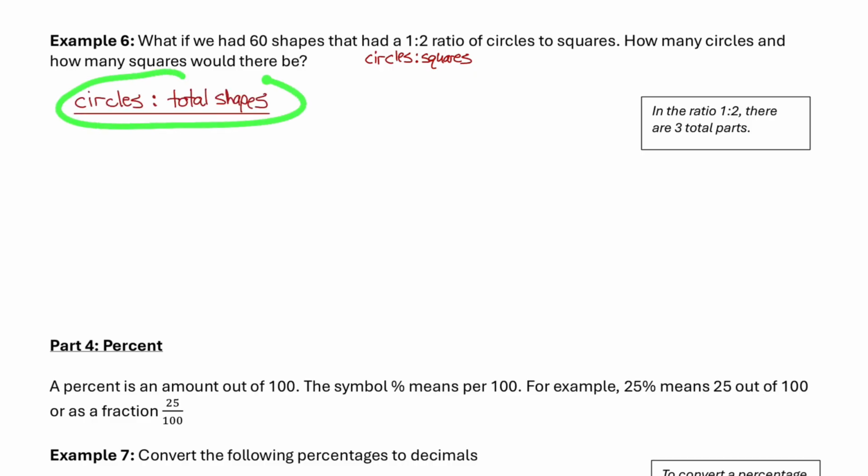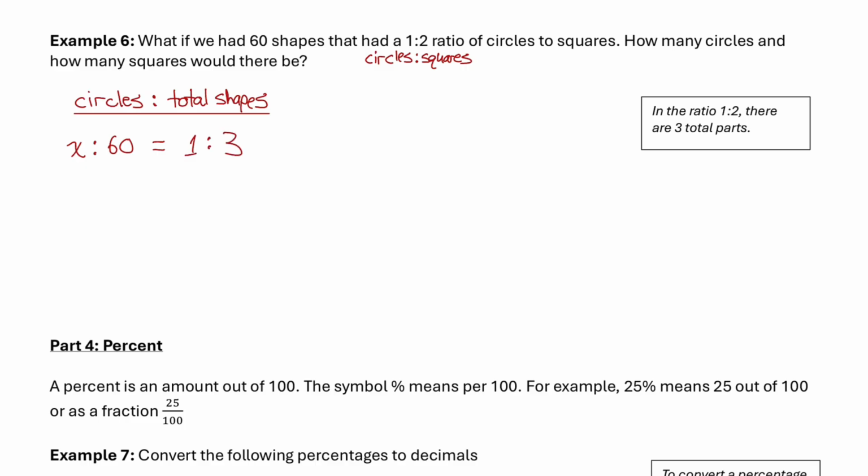Writing the ratio in this format is going to be useful for this question because I'm going to be able to write a proportion. I'm going to be able to write 2 ratios equal to each other. I know there's 60 total shapes, so I can put 60 in for that part of the ratio, but I don't know how many circles. So I'll use x to represent the number of circles, so x to 60, and that would be equal to, based on this ratio of circles to squares being 1:2, I know the ratio of circles to total shapes should be equal to 1:3. Right?